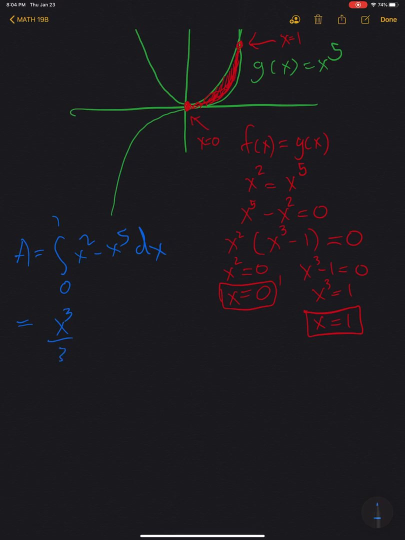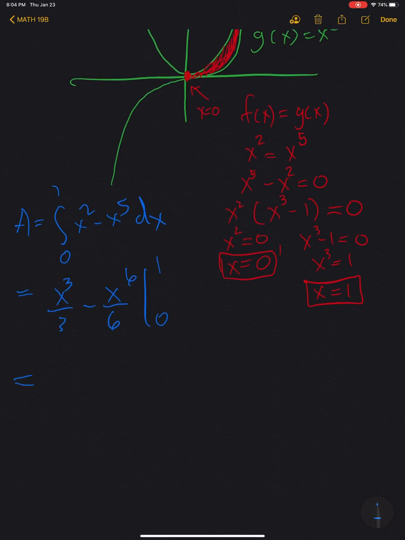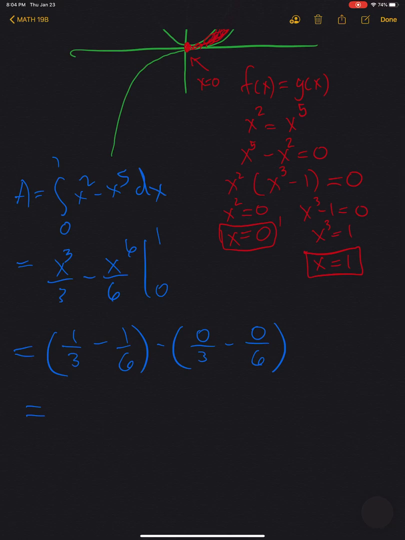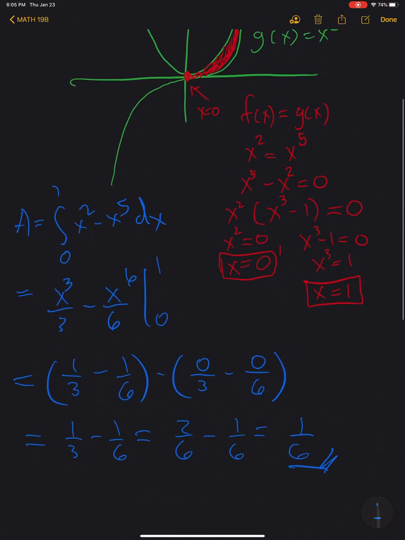So I just have to do the antiderivative for this expression, and that will give me x cubed over 3 minus x to the sixth over 6, evaluated between 0 and 1. Everything at 1 will be 1/3 minus 1/6, minus everything at 0, which would be 0 over 3 minus 0 over 6. This will give me just 1/3 minus 1/6, which is the same thing as 2 over 6 minus 1 over 6, which is 1 over 6. That means that the area between these two functions is going to be 1 over 6.